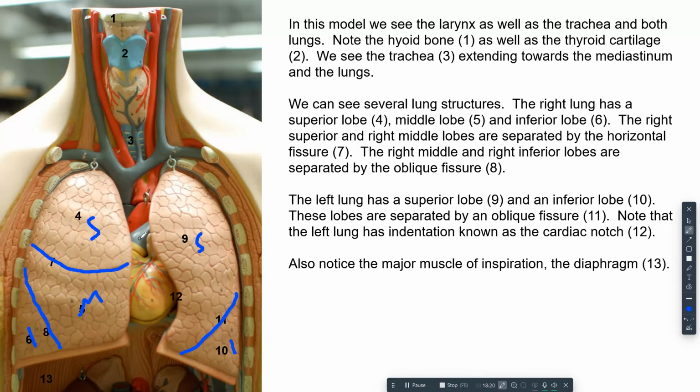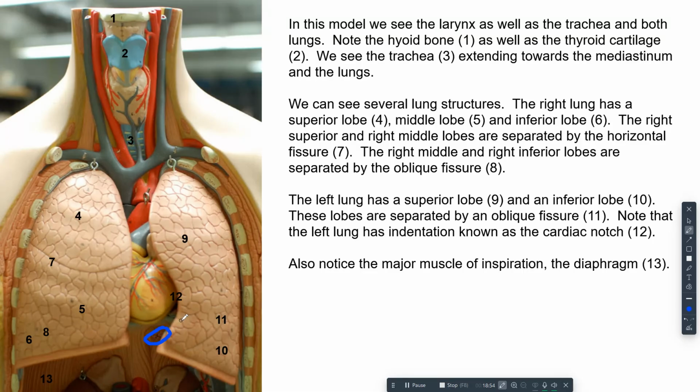Do notice that there is an indentation in the left lung here because of the heart, and that indentation is called the cardiac notch. Also notice that down here, all this muscle here, this muscle right here, that's all diaphragm. That is all the diaphragm. I do see the esophagus poking through the diaphragm right there. Check that out.